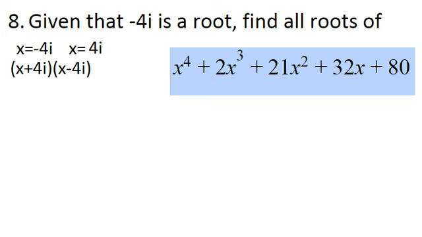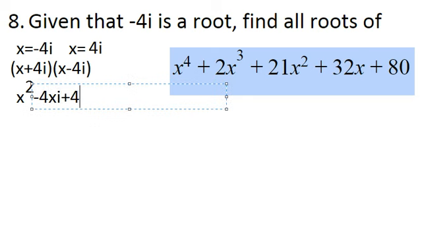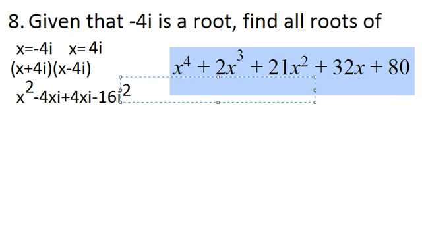So what I'm doing here is I'm multiplying these out. X times x is x squared. And then x times negative 4i is minus 4xi. 4i times x is plus 4xi. 4i times negative 4i is negative 16i squared. Alright? So all I did was I distributed: x times x is x squared, x times negative 4i is negative 4xi, 4i times x is 4xi, 4i times negative 4i is negative 16i squared.